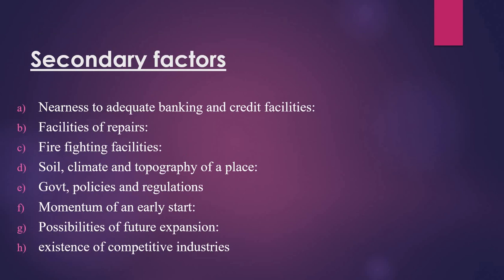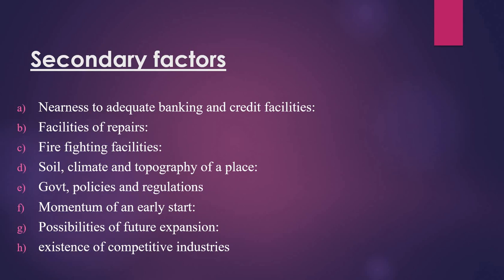Next is secondary factors. So those are the primary factors which affect industrial location. Now we will see what are the secondary factors which affect the industrial location. First one is nearness to adequate banking and credit facilities. Okay, so to run any business or firm, finance is a very important aspect. Every now and then we have to make payments for raw materials and labor and all. To make the payment, adequate cash or finance is required. To provide that finance, banking and credit facilities should be available.